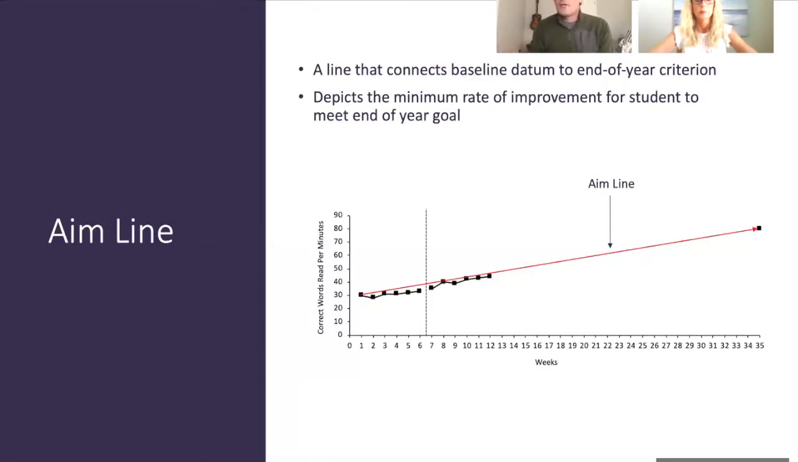Oftentimes the end of the year goal is going to be provided to you by whatever progress monitoring tool you're using. So it will state something like, hey, the end of the year goal or the end of the year criterion is, in this example, I think it is 80 words correct per minute. So that's what is plotted at week 35, which is the end of the school year. And all you do is you draw a big red thick line so you can see it. And that is showing you what the student needs to be progressing at per week to meet that end of the year goal.